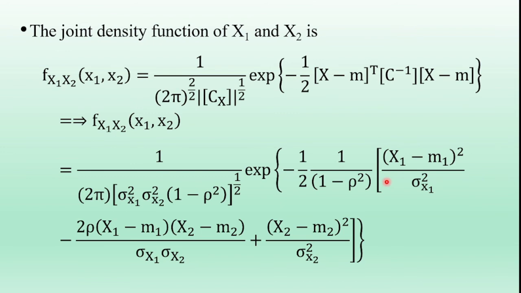Initially, in the jointly Gaussian random variable concept, I explained the two random variables definition. And what is the two random variables joint density function? This is the two random variables joint density function expression.